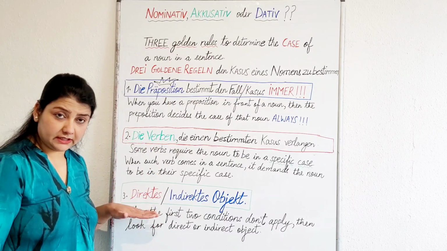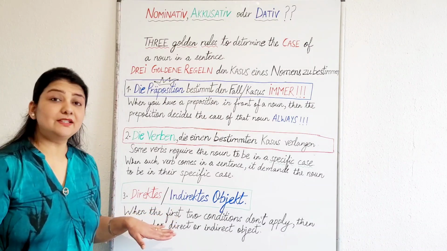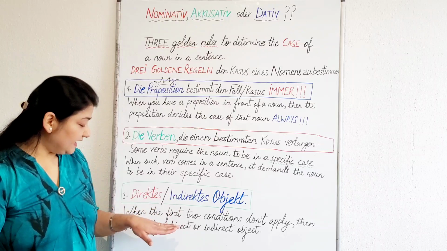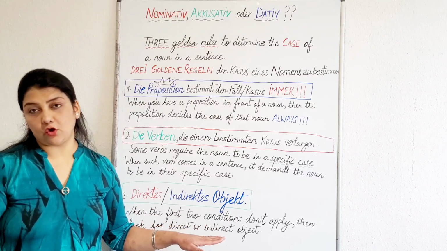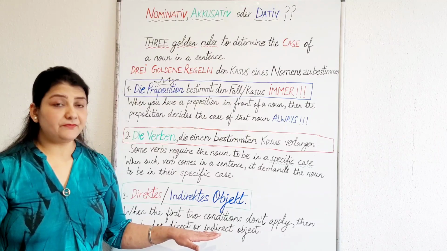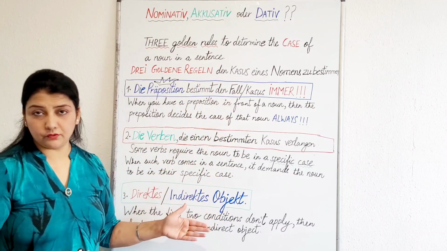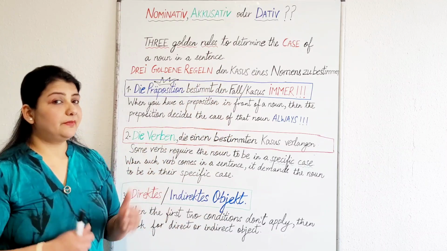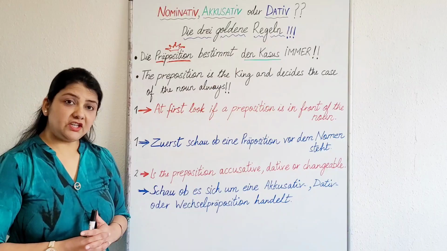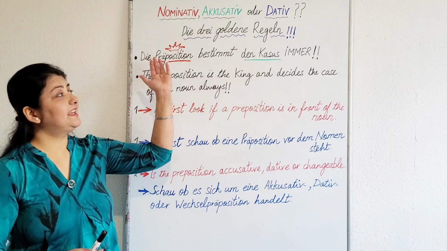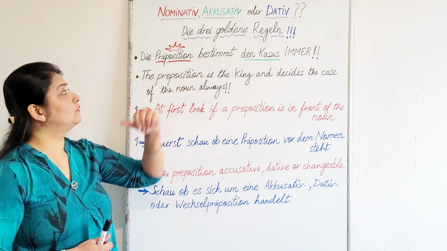Coming on to the third rule, die dritte Regel. When the first two conditions don't apply, then you look for a direct or an indirect object in a sentence. Right? Till now, I have summarized for you these 3 golden rules. Now, I'll be explaining each of these rules in detail. Ich spreche zuerst über die erste Regel. So I'll be talking about the first rule.